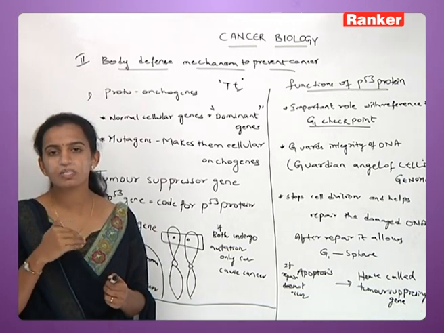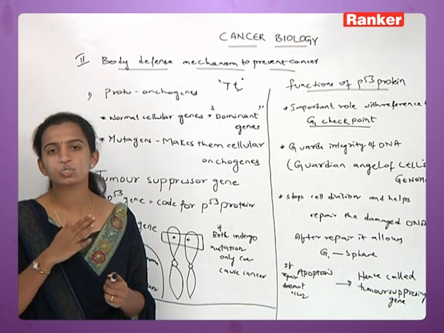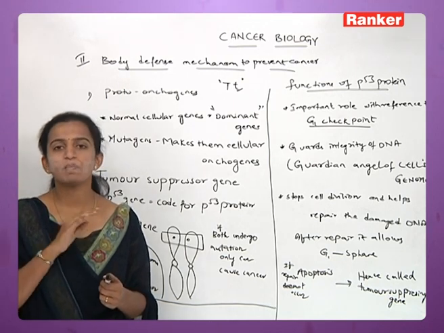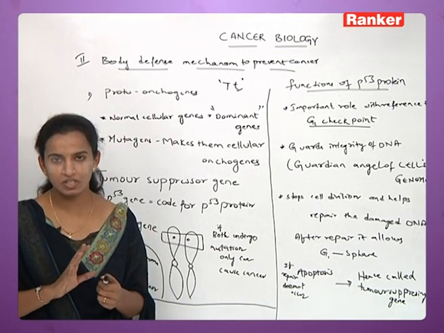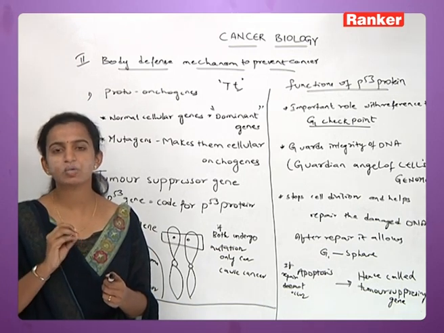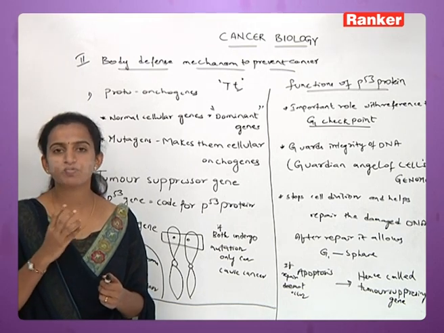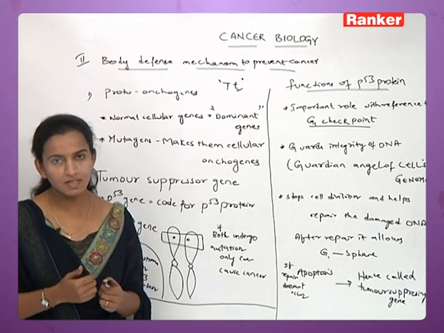If this P53 gene is going to lose its character, each and every cell will go for division without any permission of P53. If P53 is failing, the normal cell will go for this sort of division and it causes the cancer cell.